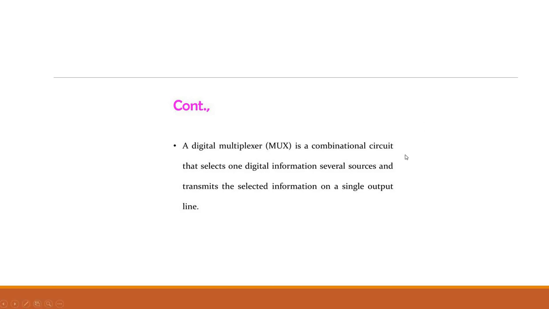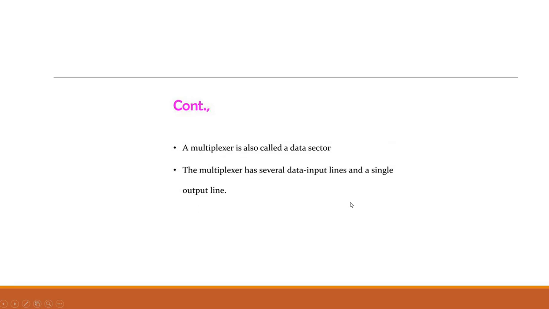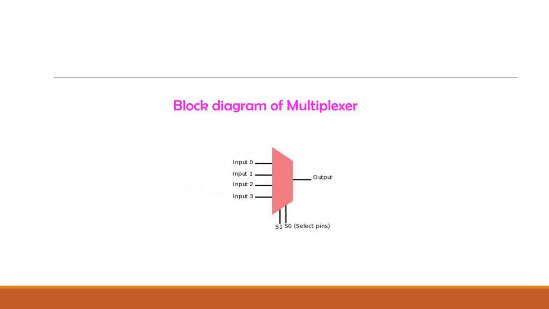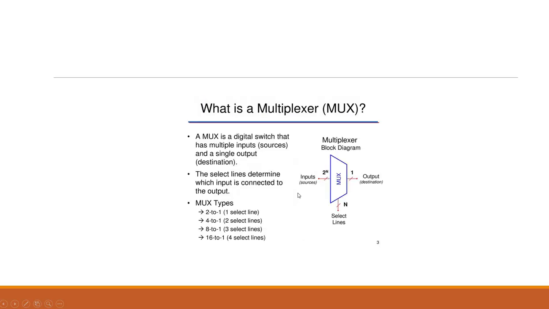A digital multiplexer is a combinational circuit that selects one digital information from several sources and transmits the selected information on a single output line. A multiplexer is also called a data selector. A multiplexer has several data input lines and a single output line. So this is a block diagram of the multiplexer. Four inputs are given and 2 select lines are given. Using these select lines, the output is determined.